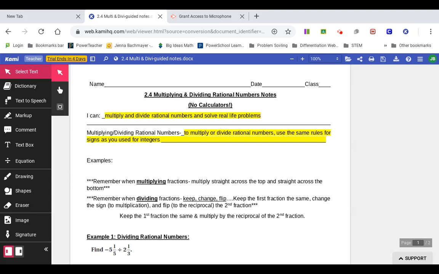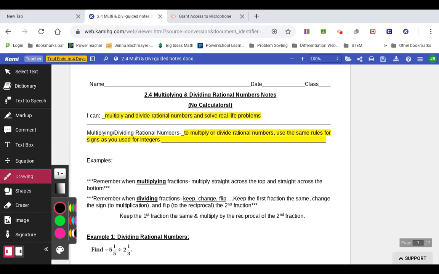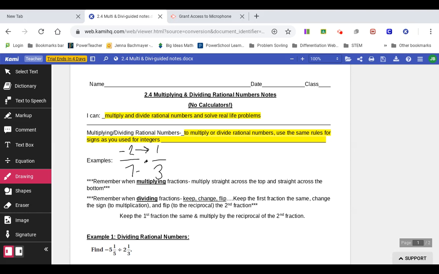So for example, let's say we have -2/7 times 1/3. All you do is just multiply across. And we get -2 as my numerator and 21 as the denominator.